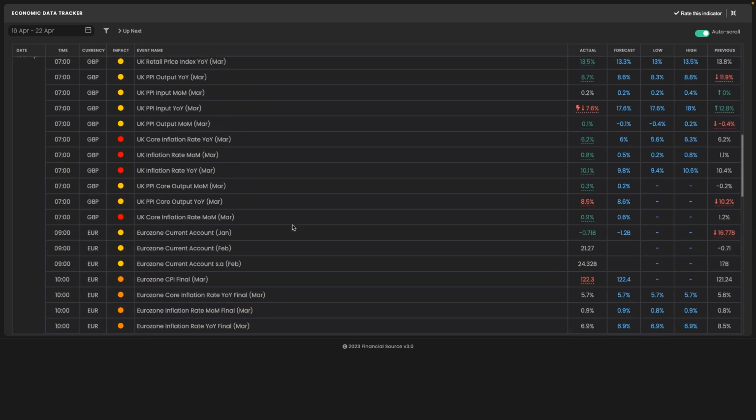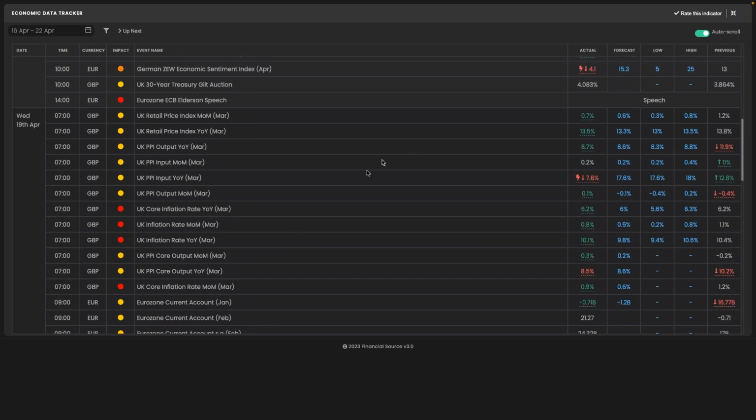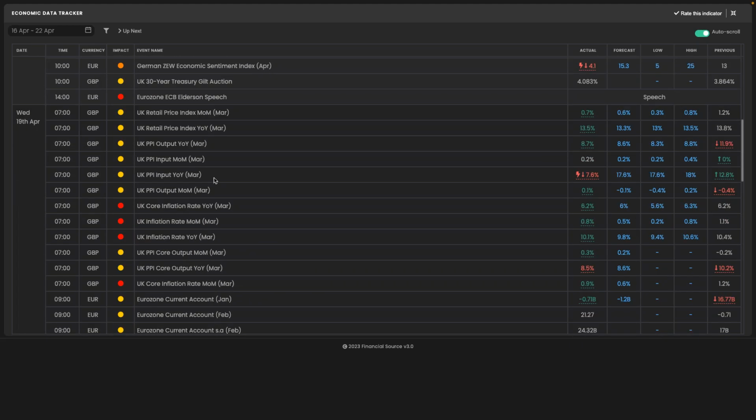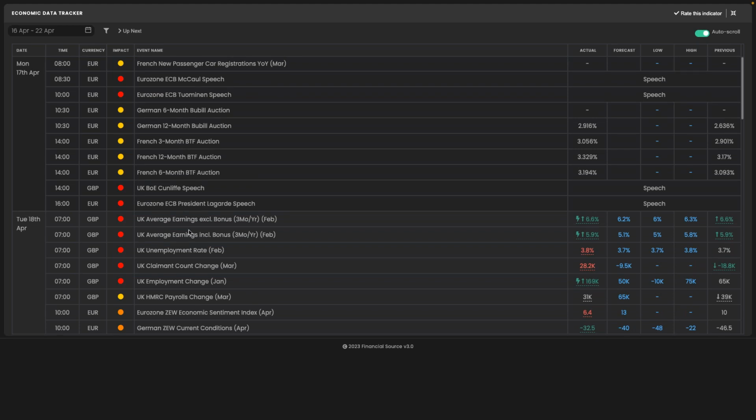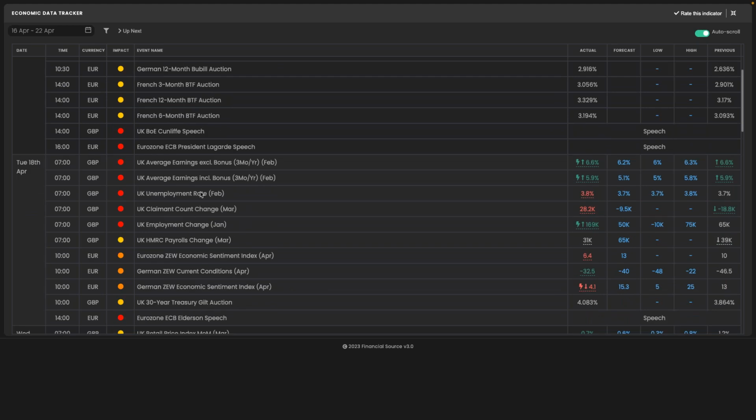You can see the pound gain today on high earnings, high inflation. Remember, if earnings are high, that's seen as inflationary. If earnings are low, that's seen as disinflationary.